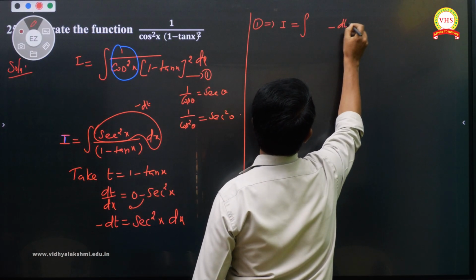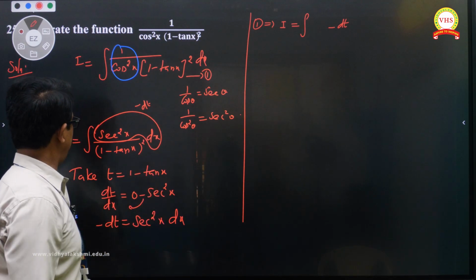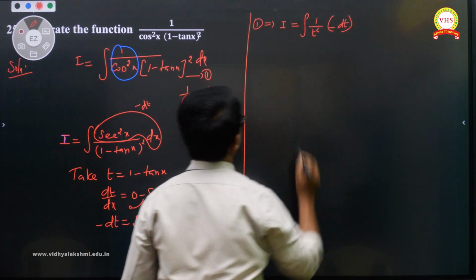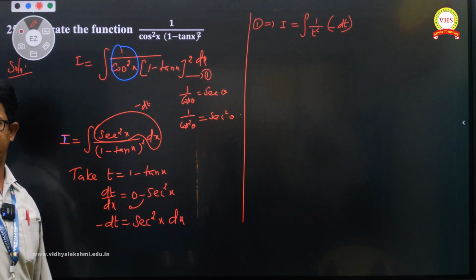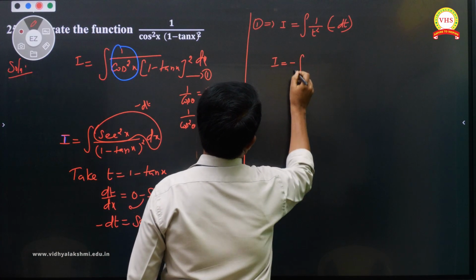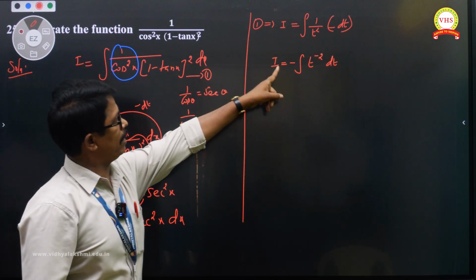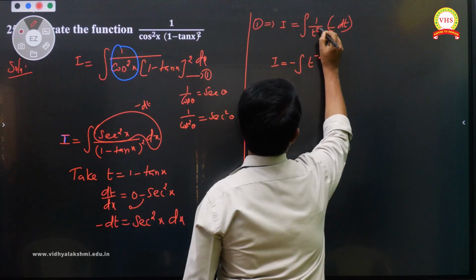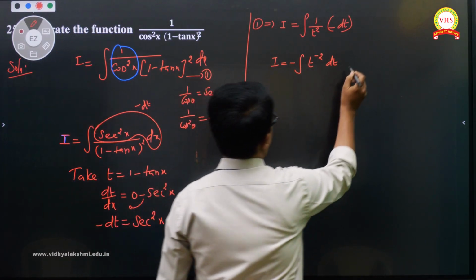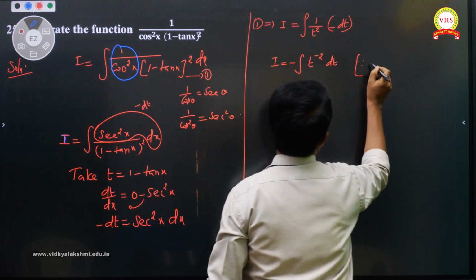Minus dt, and then 1 by the whole square, correct? It becomes 1 by t square, because t equal to 1 minus tan x. Now finally I equal to minus integral t power minus 2 into dt. Because other than power minus 1, the variable's power has a direct formula we can apply here. What is the formula here?